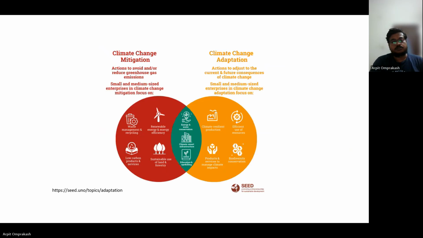Right. So to deal with climate change, there are two kinds of things that we can do. One is climate change mitigation, where we carry out actions to avoid and or reduce greenhouse gas emissions. Right.